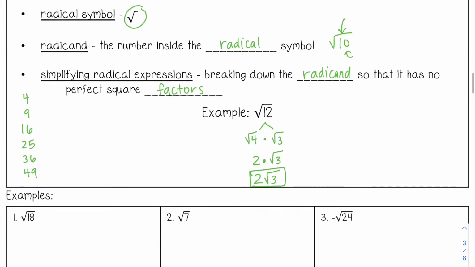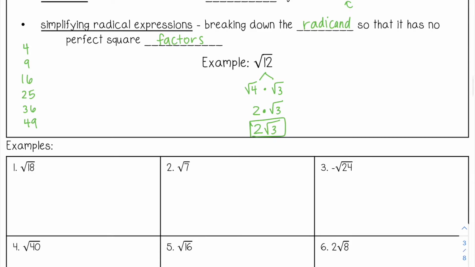Okay, let's try a few more of these. Okay, so we have 18, so I want to look back at my list up here. The largest perfect square that will divide evenly into 18 is 9. So the square root of 9 times the square root of 2, because 9 times 2 is 18. And then I can take the square root of 9, which is 3, and I'm just going to leave the square root of 2. So 3 root 2, or 3 on the square root of 2.